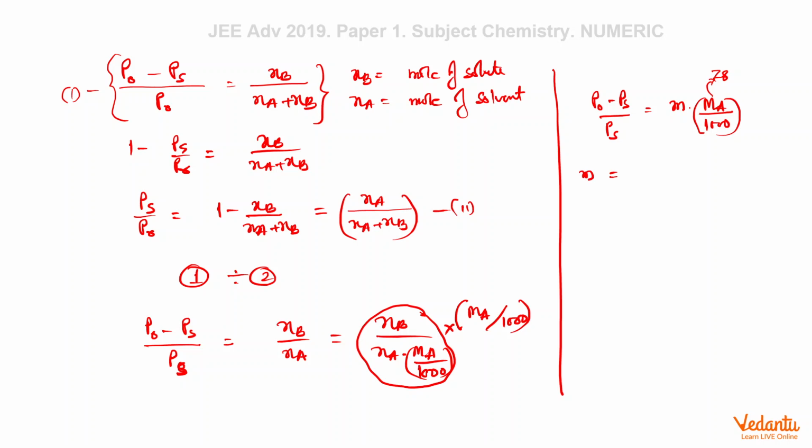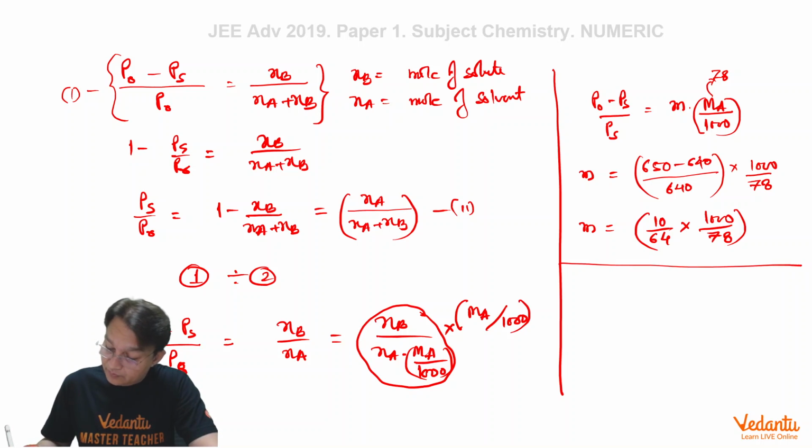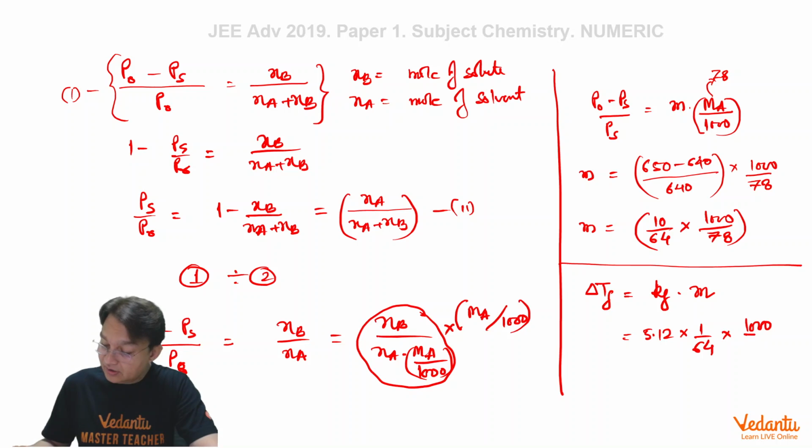So straight away by this equation we got the value of m, which is equal to 650 minus 640 divided by 640 into 1000 divided by 78, which gives us small m equal to 10 upon 64 into 1000 upon 78, in moles per kg. So at this point we got the molality. Now in one single step, the final part of this problem is delta Tf is equal to Kf times m, and Kf is equal to 5.12. So this is 5.12 into 1 upon 64 into 1000 upon 78.